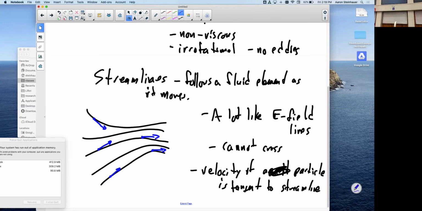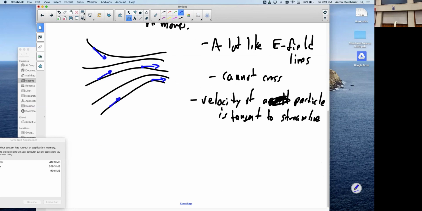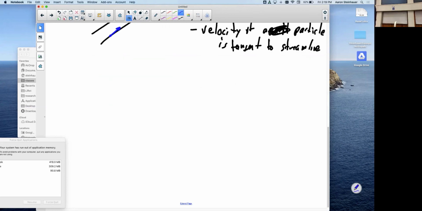Okay, let's consider a cross section of a pipe, because that's usually where we're seeing these fluids move through. We've got a section of pipe. We pump fluid in one side, give it some pressure, it'll move through the opposite side, and now you've got some fluid moving through a pipe.